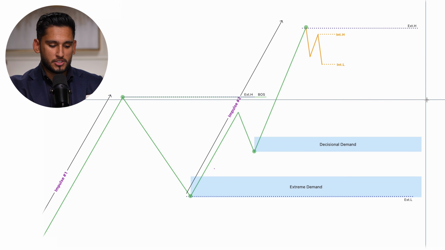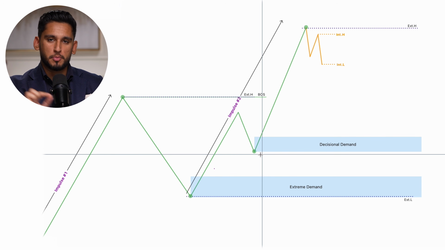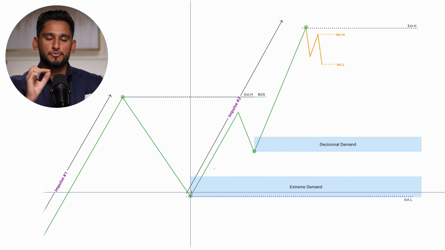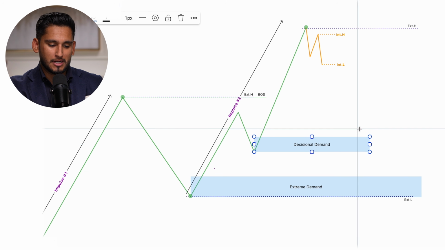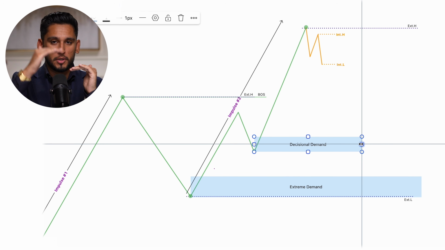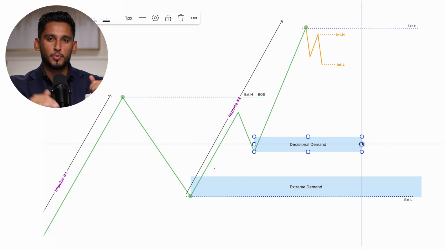Okay, so for the pro trend scenario, we know exactly where our demand areas are. This decisional that we just defined that is responsible for the break of structure, and then the origination point, the last higher low in the market that broke the previous higher high to make a new higher high in the market, known as impulse number 2. So when we have these two areas of interest, our decisional demand and our extreme, these are all inside the impulse number 2 external high and external low range. And we're going to be reading the price action with the internal trend.